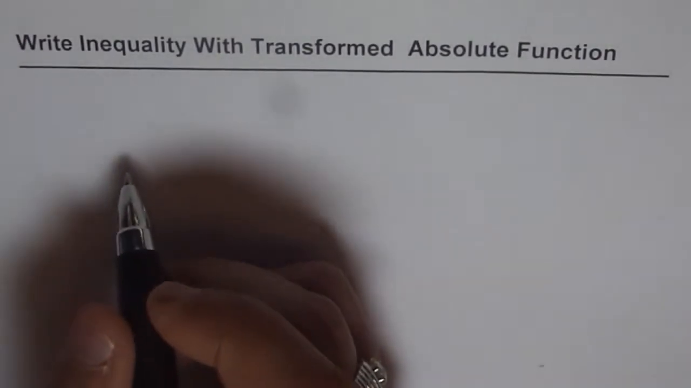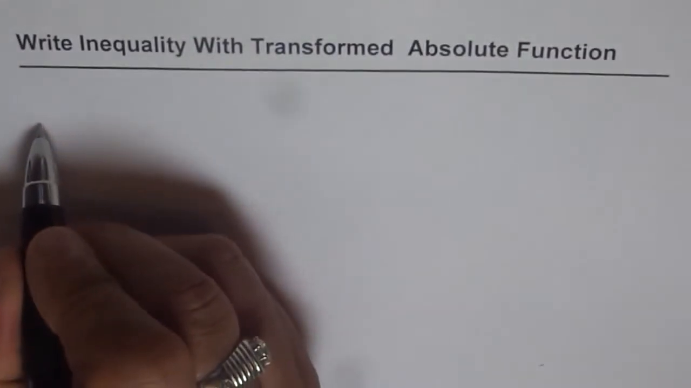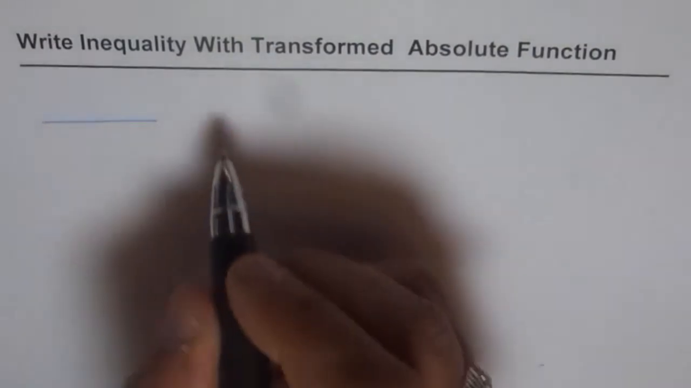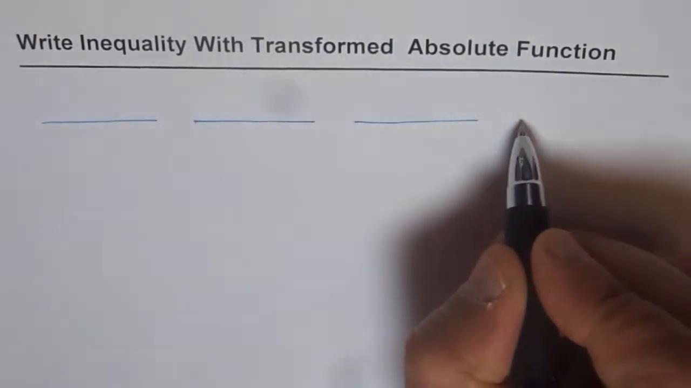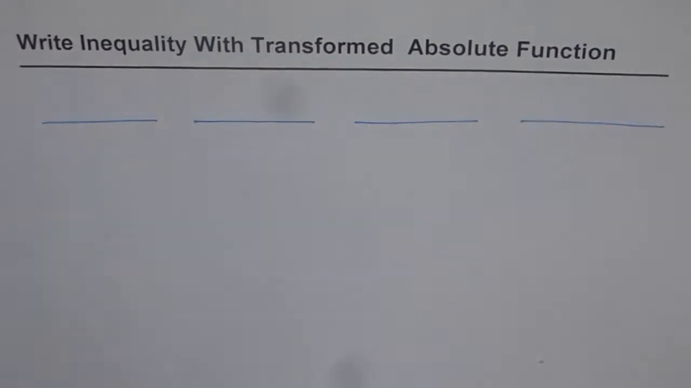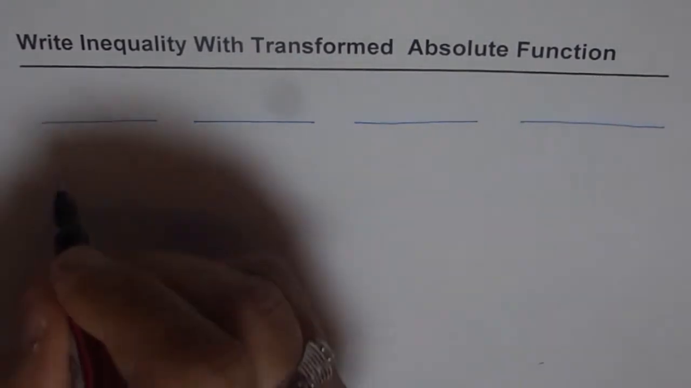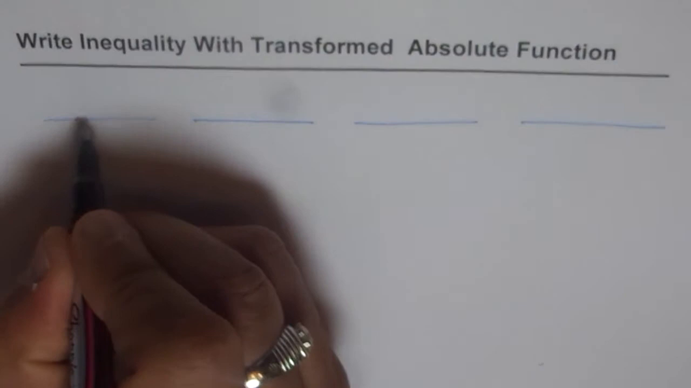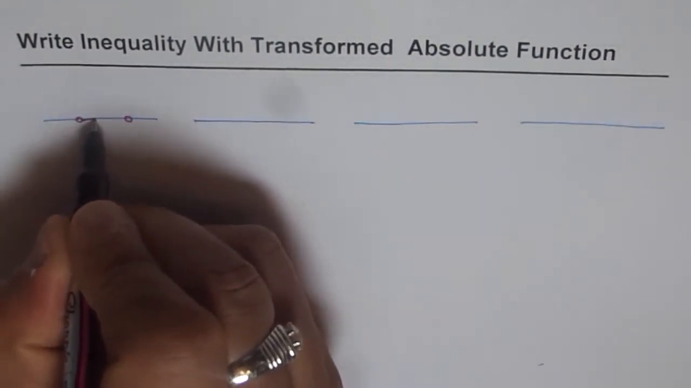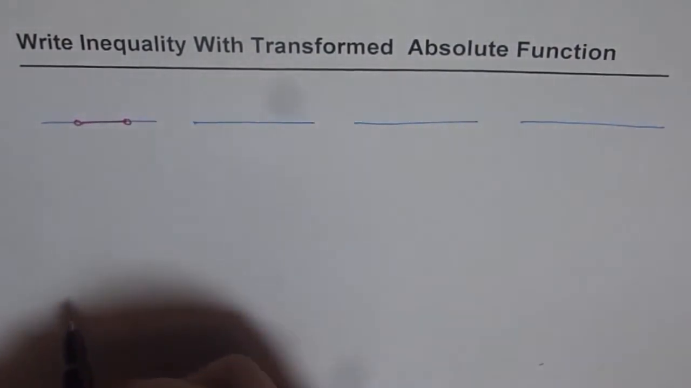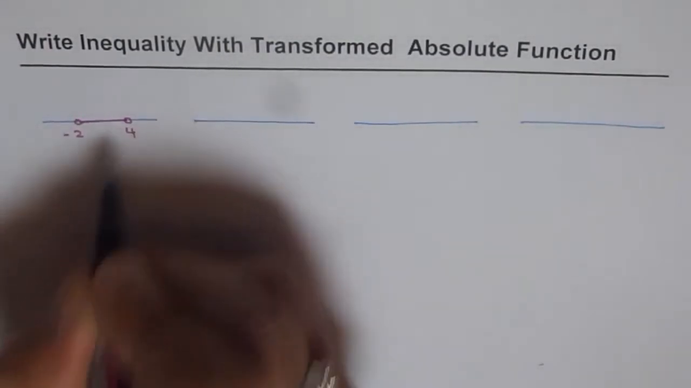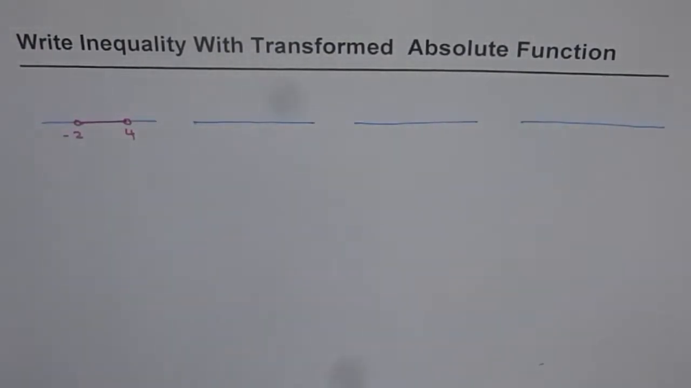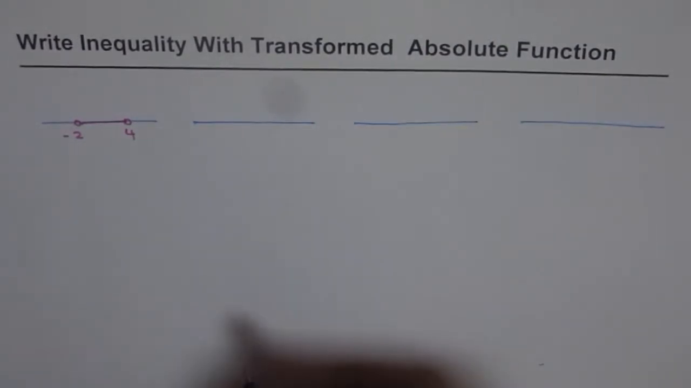Let me give you examples first so that you can try it on your own while I'm drawing these examples, right? So we'll have a few number line solutions. I'll put 4 here. Now let's see how we can do them. So the first one is when I want to have something in between two values, but the two values are not symmetric about origin. Let us say the two values are -2 and 4. Then what is the way to represent this as an absolute function, right? So that is one thing.